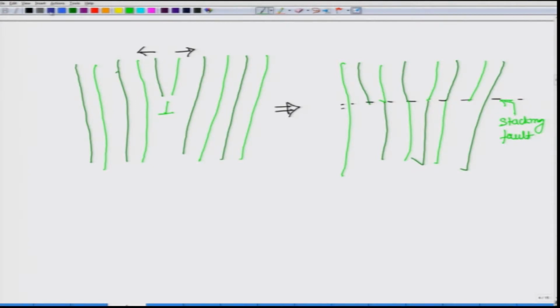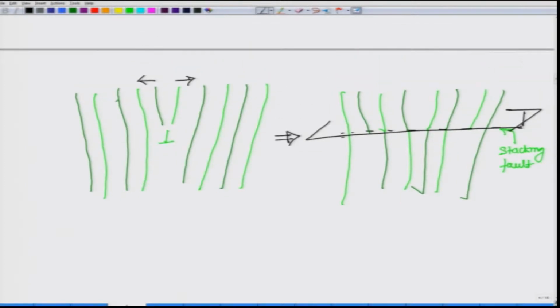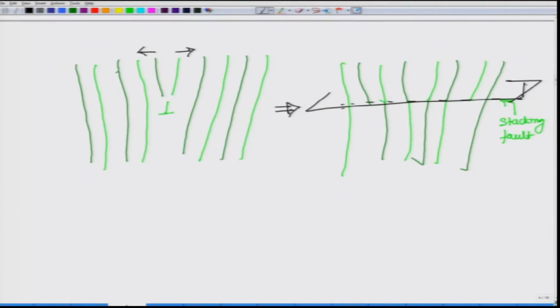Let me remind you again, what is this plane? This plane is of the type {111}, and {111} planes have ABC kind of packing. So, in this particular case, when your partials just move apart, then it displaces and it forms the nearest neighbor atoms, and what you will get. Let us say it was something like C A B C A B.